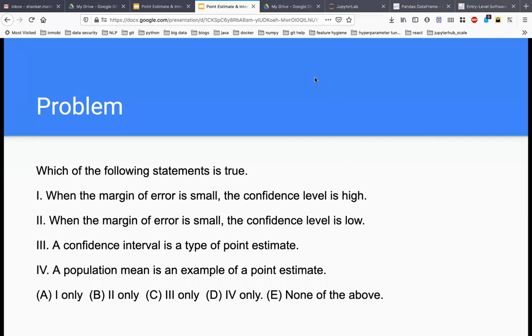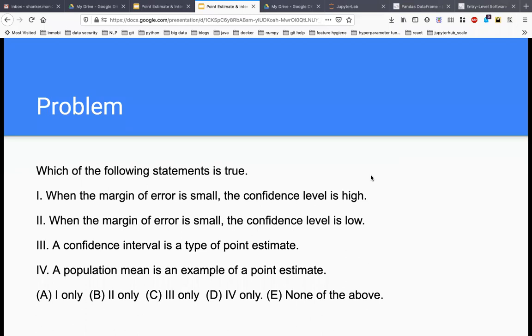Okay. So for the first point, when the margin of error is small, the confidence level. The margin of error helps us in deciding the upper and the lower bound of the confidence interval. But we don't have the second parameter, which is the percentage of the confidence. Correct. So first and second are both ruled out. Okay. What about third one? So third one is clearly a point estimate. Point estimate doesn't refer to interval. Correct.